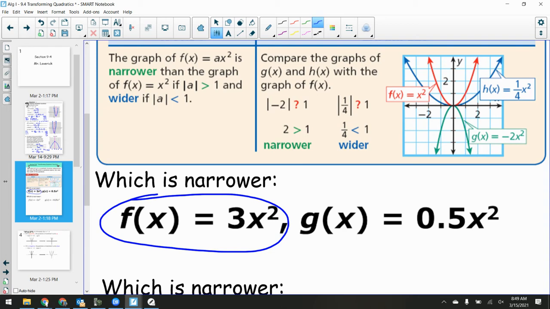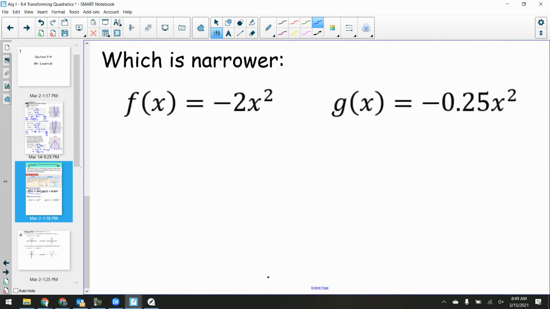So which one is narrower? -2 or -0.25? The -2. Not the -0.25. I get that the negative is doing something to it, but the only thing the negative is doing to it is flipping it downward. Okay, that's the only thing the negative is doing to it. So which one is narrower? The -2x squared. Okay, the -2x squared is the narrower one. Okay? So we now can tell whether the graph is narrower or wider based on a.